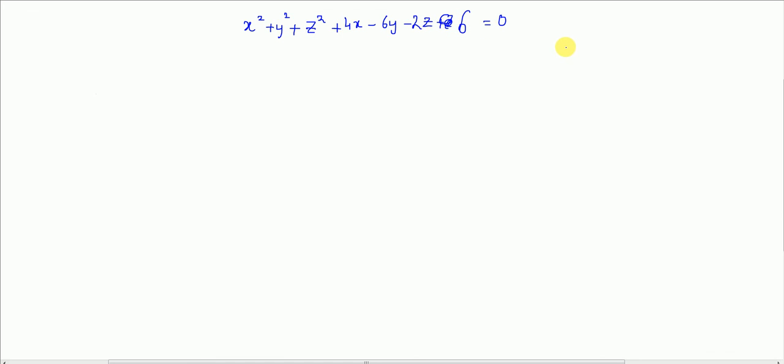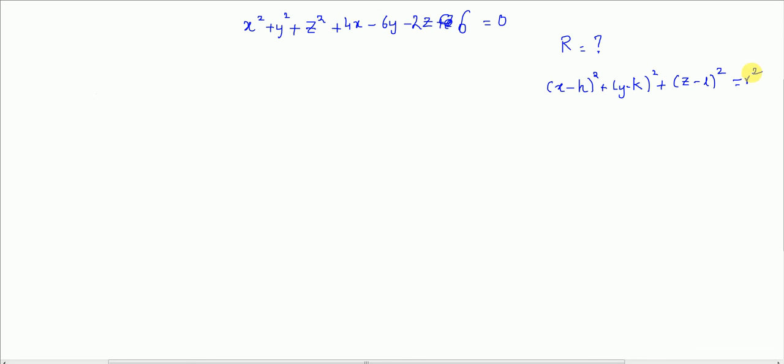They asked you to find the radius of the sphere, and surely they asked you the coordinates of the center. Before we do that, we just need to understand this formula: x minus h whole square plus y minus k whole square plus z minus l whole square.